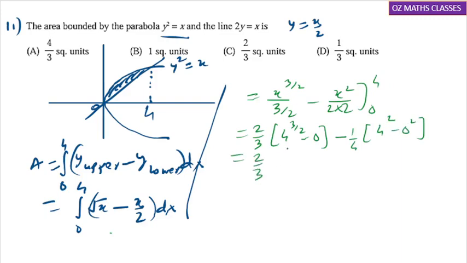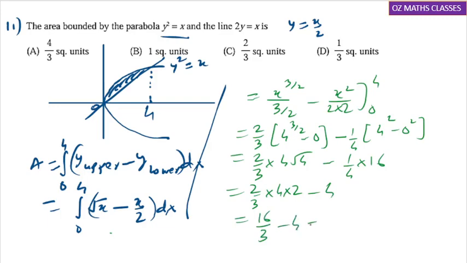4 raised to 3 by 2. 4 raised to 3 by 2 means 4 root 4, and 1 by 4 into 16. So 4 root 4 means 2 by 3 into 4 into 2 minus 4. So 16 by 3 minus 4. So if you take the LCM, (16 minus 12) by 3, so finally you will get 4 by 3 as the answer, which is given in the first option.